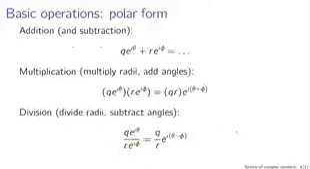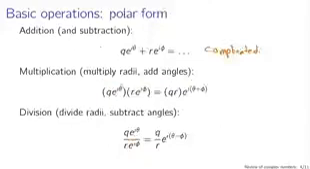Now in polar form, addition and subtraction, well, they're complicated. Under most circumstances, if you have two complex numbers given in polar form, it's easiest just to convert to rectangular form and add them together there. Multiplication and division, though, in polar form have very nice expressions.